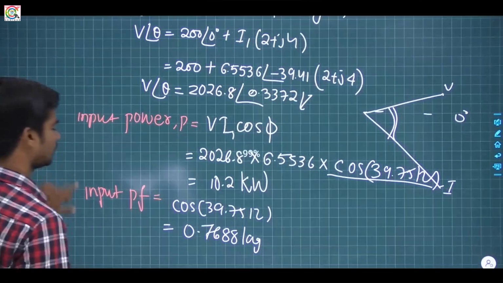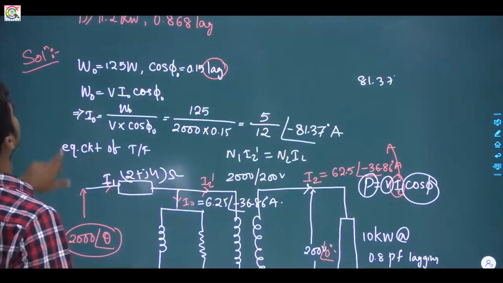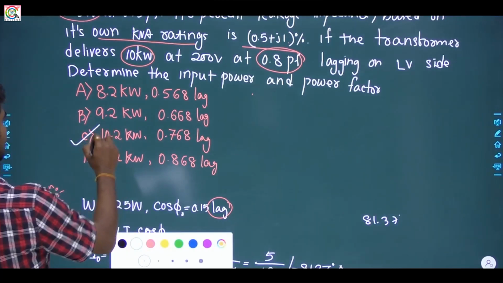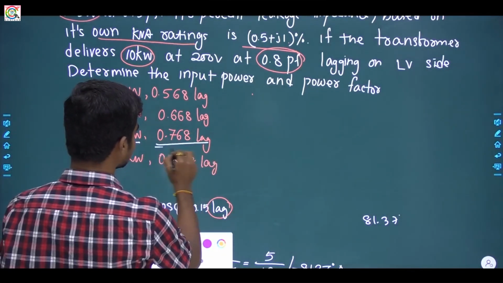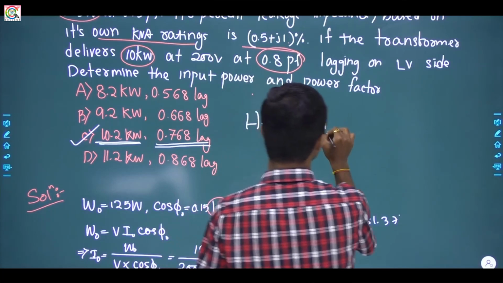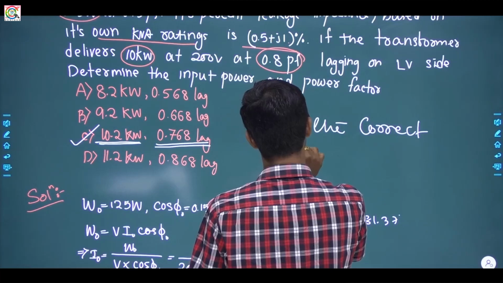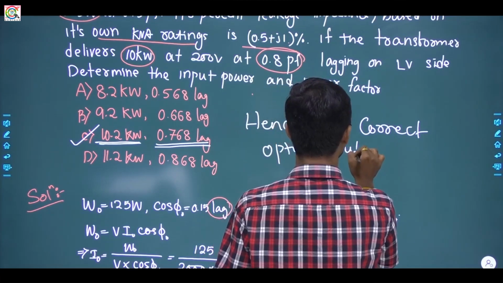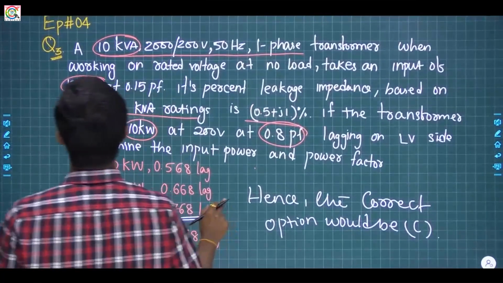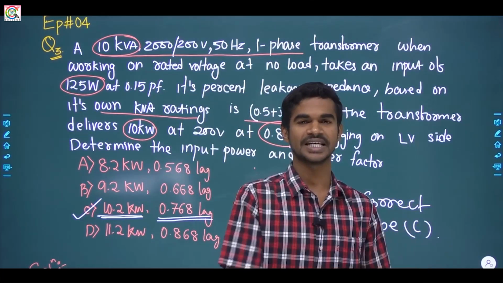So can you tell me what would be the correct answer out of 4 options? So I think option C is correct one. 10.2 kilowatt, 0.768 lagging. So hence the correct option would be C.